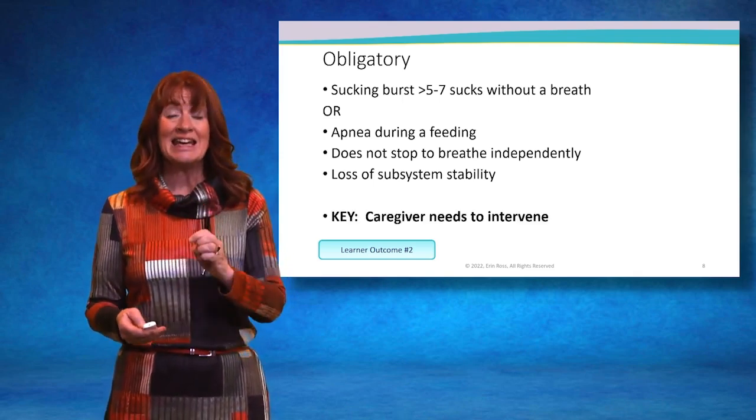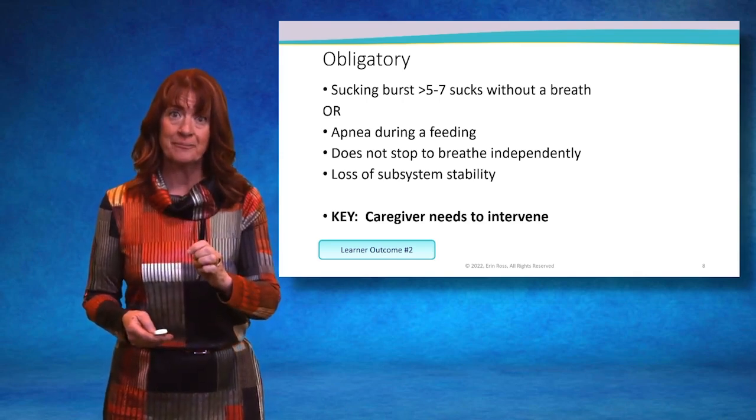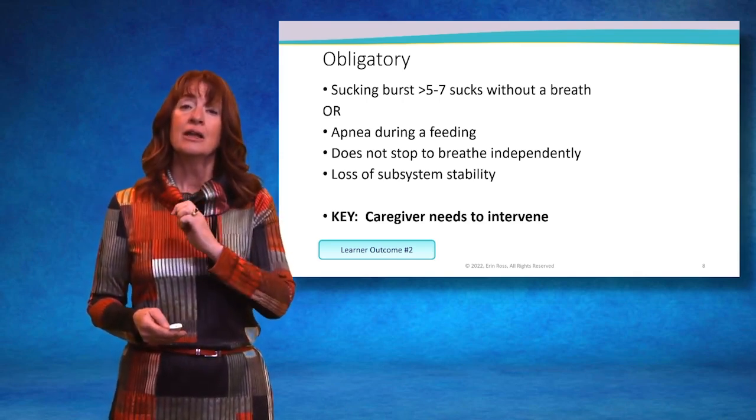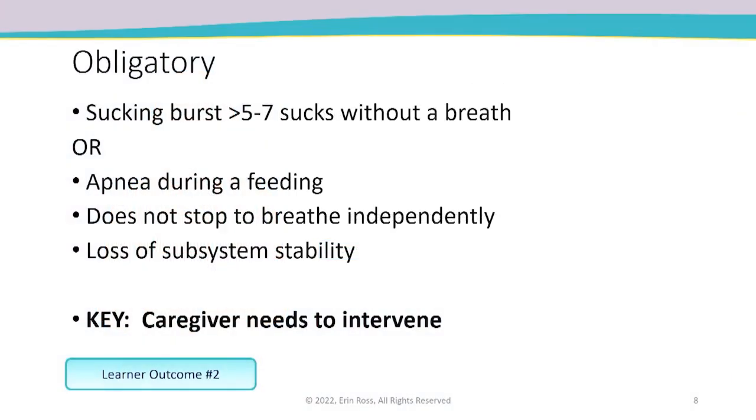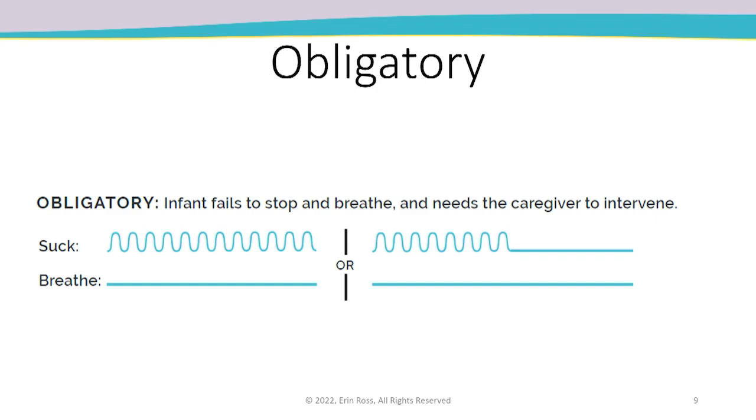So the key for obligatory is you have to do something. Okay? The person feeding the baby has to get them to stop and breathe. The key is not just getting them to stop sucking, the key is actually to get them to start breathing. Okay? That is the key characteristic for obligatory, and that is one of your learner outcomes. Okay? So this is sort of what it looks like.